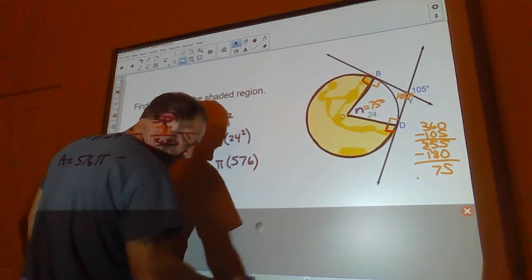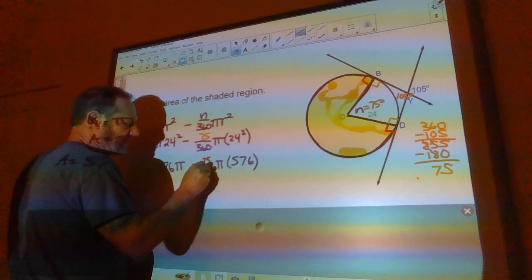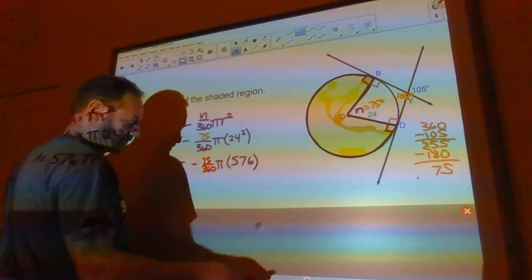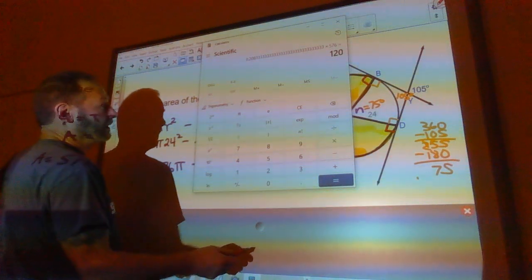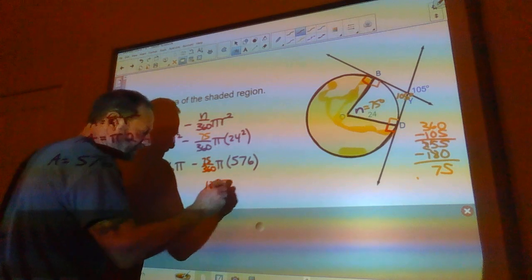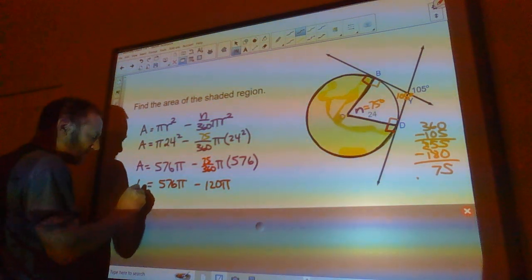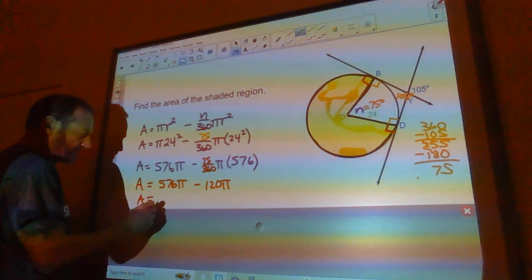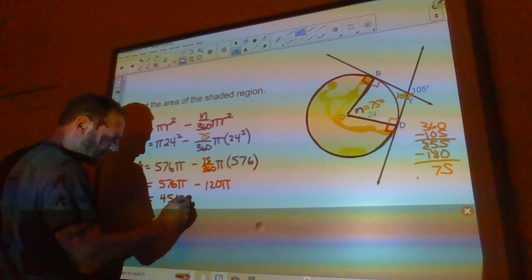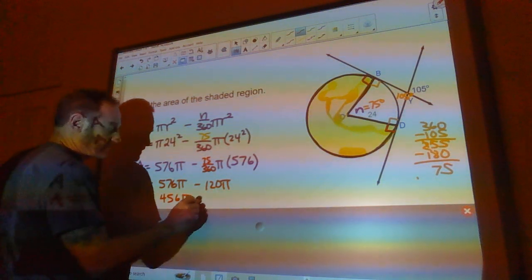So this was 75 out of 360, and that came out to be 120. So this is 120 pi right here, and this is 576 pi. And so that's going to be 456 pi, and that's going to be in square units because we didn't have a unit.